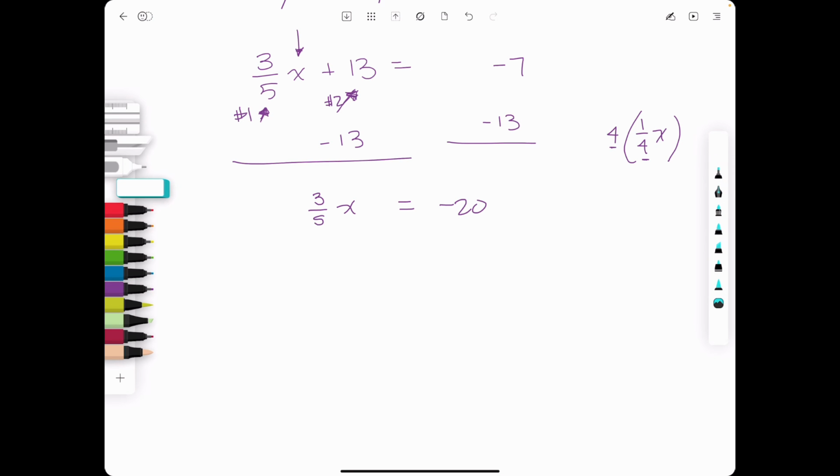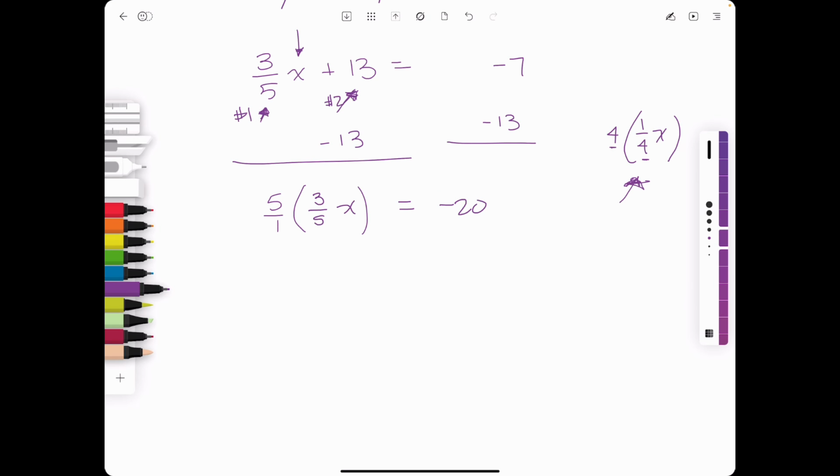I'm going to get rid of my arrow here. So I want to get rid of the fifths. How do I get rid of the fifths? What do I do? Multiply by 5. Multiply by 5. If I multiply by 5 on both sides, I end up with negative 100. I'll do the hard part. Negative 100. It's not hard.